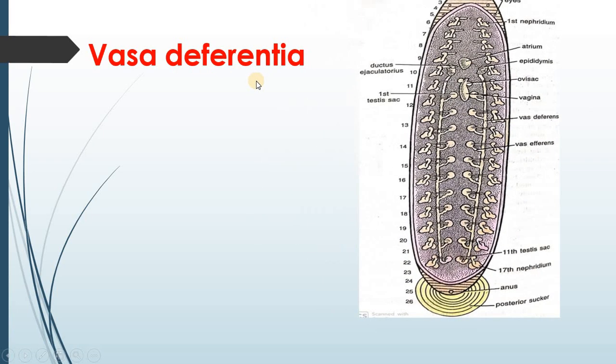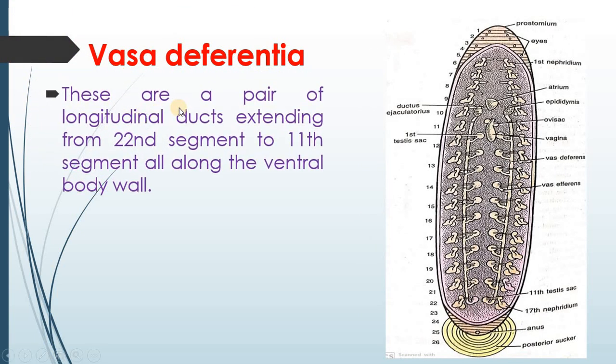Vasa deferentia. These are a pair of longitudinal ducts extending from 22nd segment to 11th segment all along the ventral body wall. So a pair of vasa deferentia you can see, starting from the 11th testis sac, that is the 22nd segment, to the 11th segment. Similarly here this is the vas deferens till the 11th segment of the body wall. And vasa deferentia are slender tubes and lie one on either side of the ventral nerve cord, as from the picture it is clear.